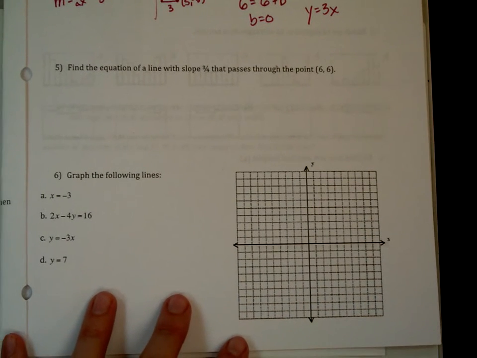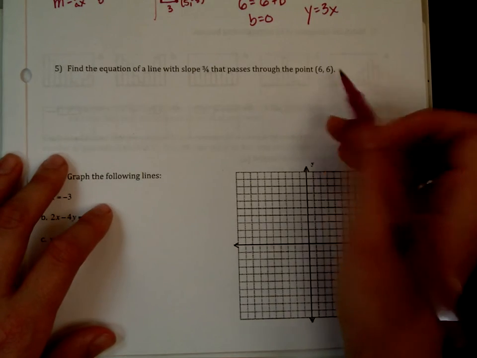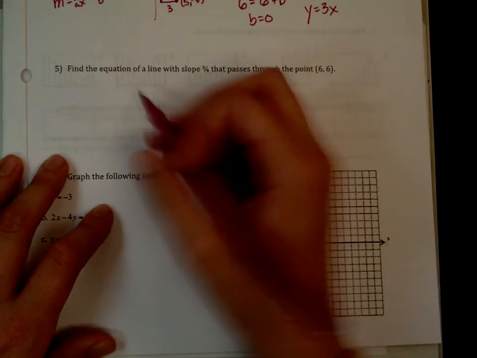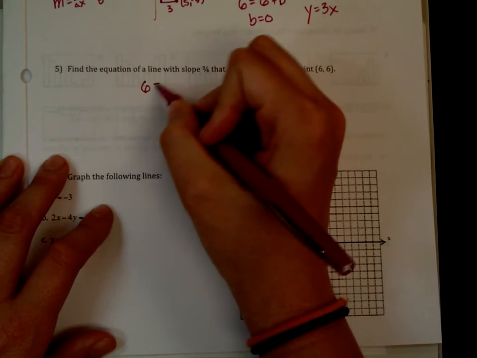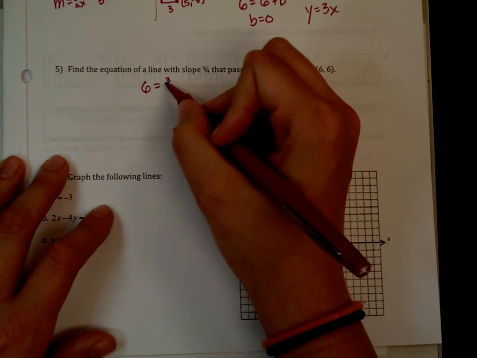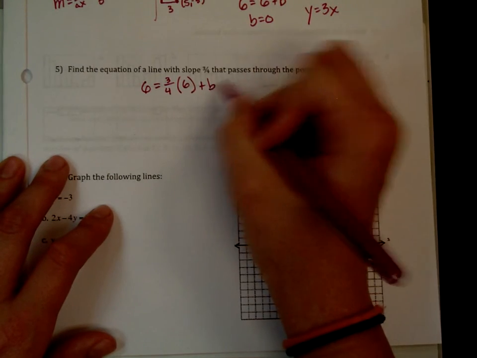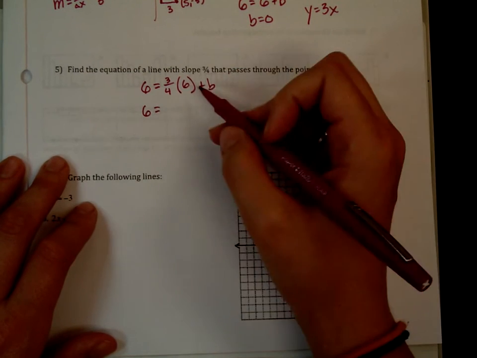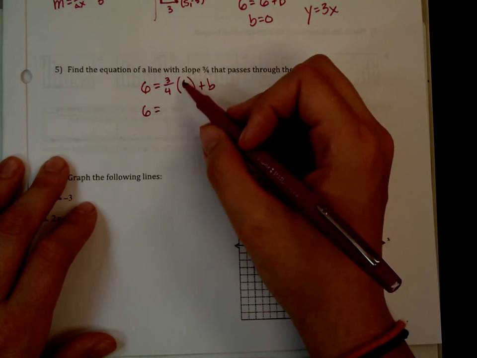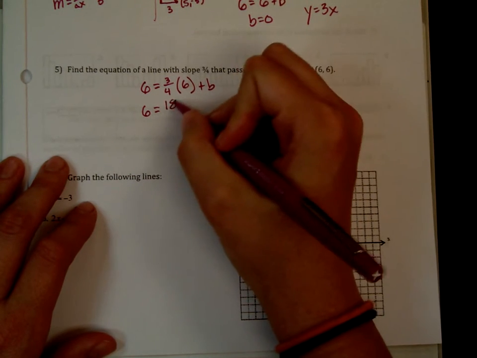Find the equation of a line with a slope of 3/4 that passes through this point. So again, I'm going to plug in. So I'm going to plug in 6 for y. So 6 equals 3/4 is the slope times 6 for x plus b. So that gives me 6 equals 3/4 times 6 is 18/4 plus b.